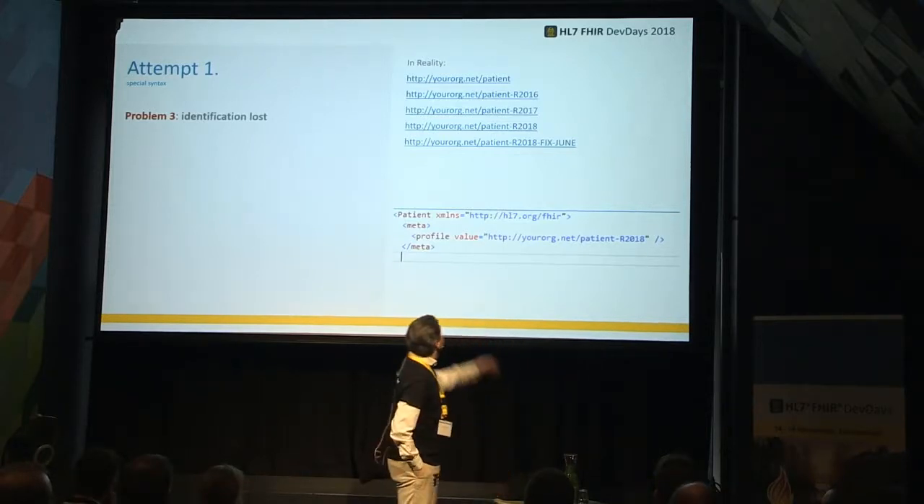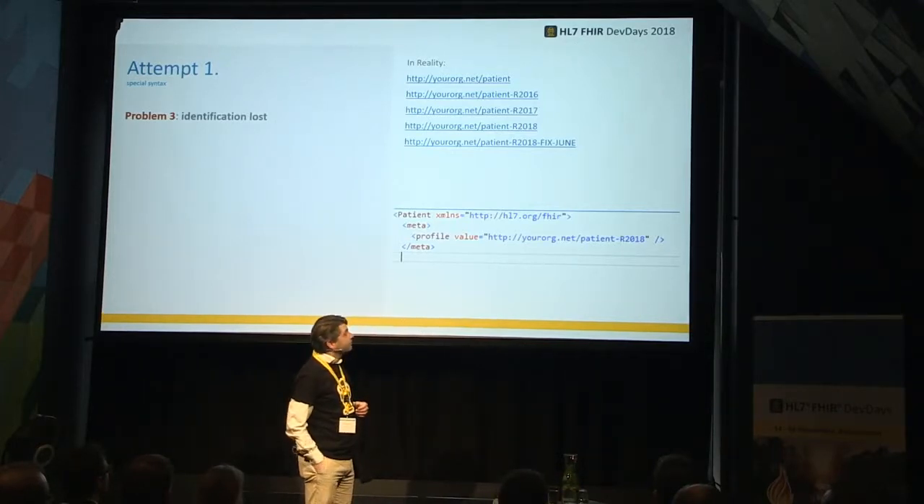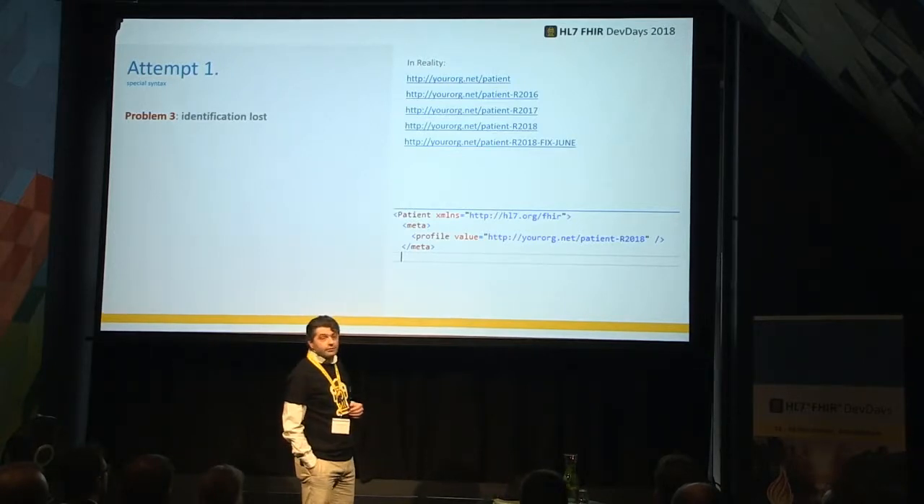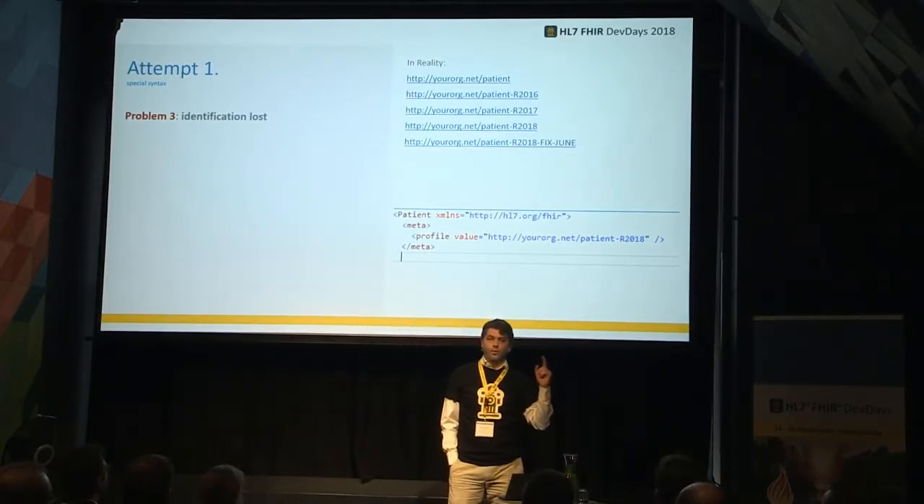You see an example here of a patient instance that refers to some kind of patient from your organization. And let's say there's a little fix in June, you're not going to refer to that version anymore. So that means all client apps won't be able to communicate with your server anymore.